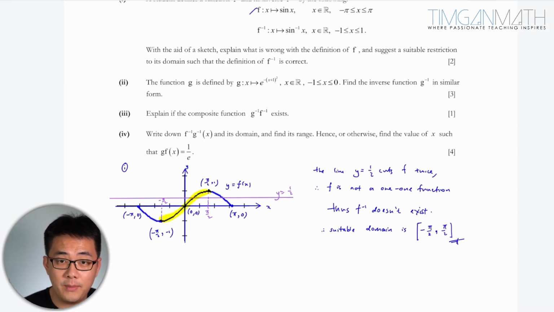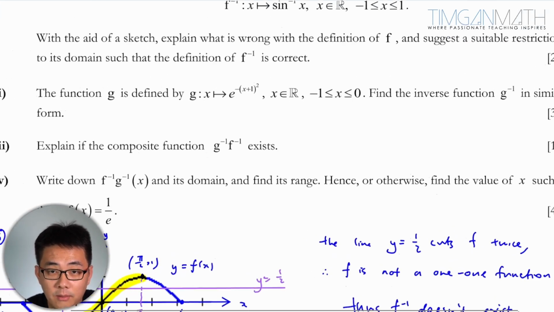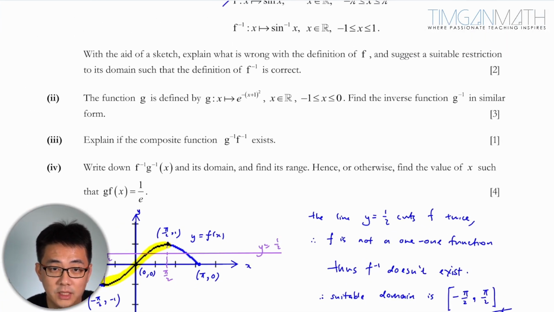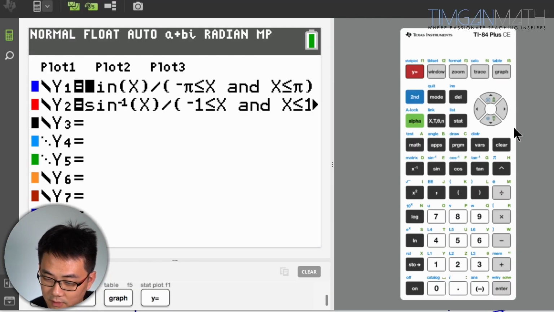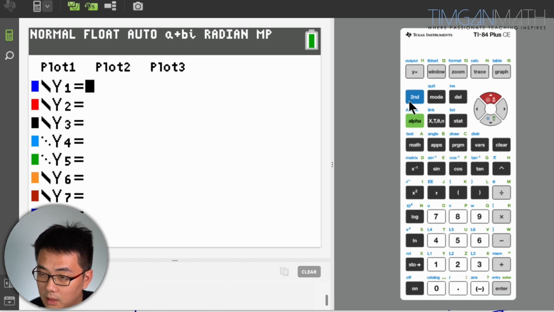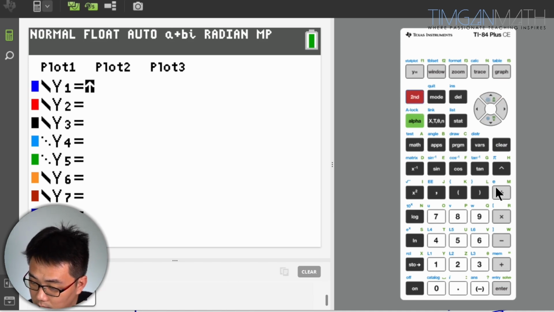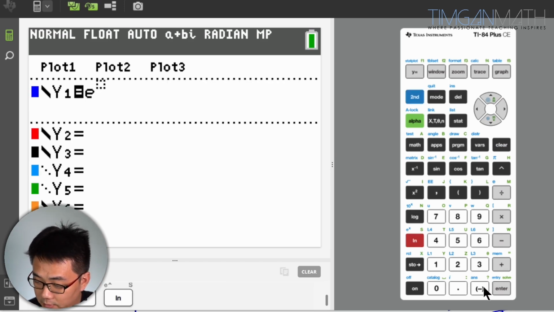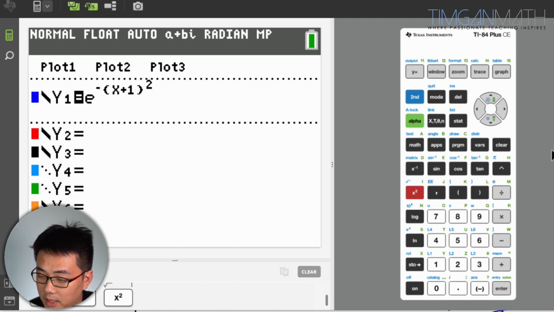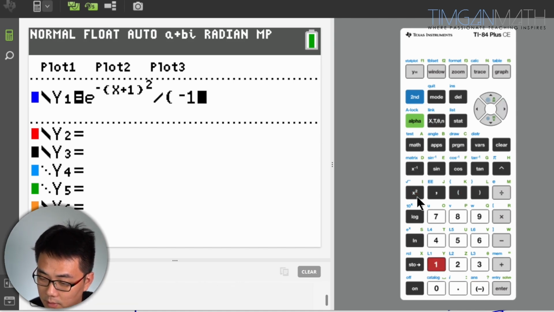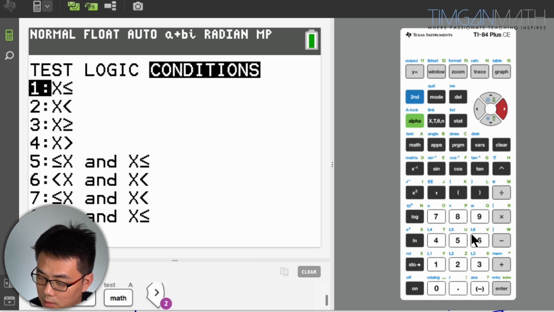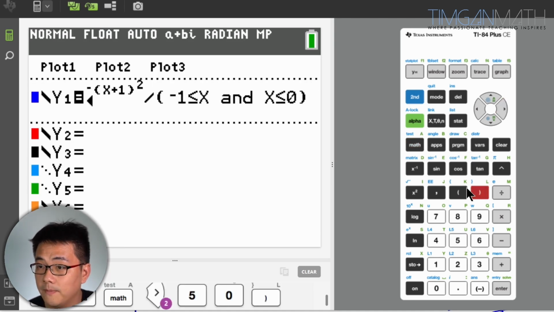Once done, we're going to look at the second part. The function g is defined by this function here, with domain minus 1 to 0. Find the inverse function g inverse in similar form. So I'm going to sketch this curve. Function g is e to the power of negative x, plus 1 squared, and the domain is from negative 1 to 0. Negative 1 to 0 there, and I'm just going to graph it.